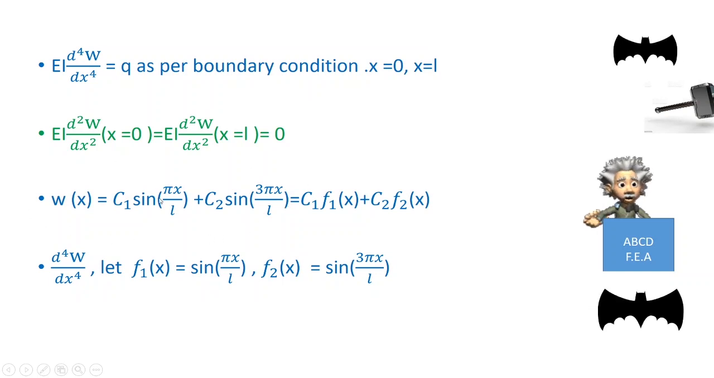So we need to put all these values in this particular equation. Got it? So again I'm repeating, this is our trial function, C1 sin(pi x by L) plus C2 sin(3 pi x by L), which we need to put in this equation. So we will write this equation by differentiating this. These two are our trial functions.